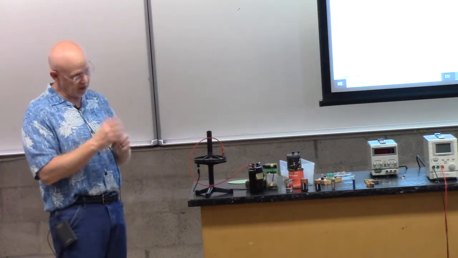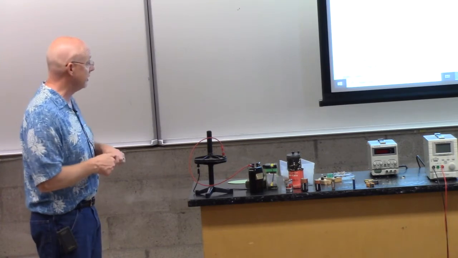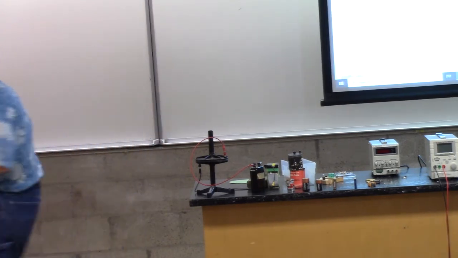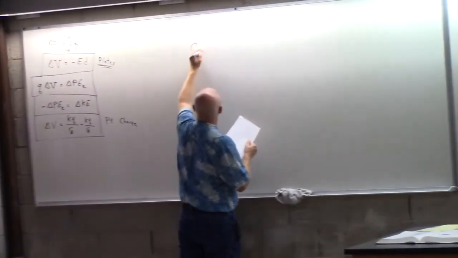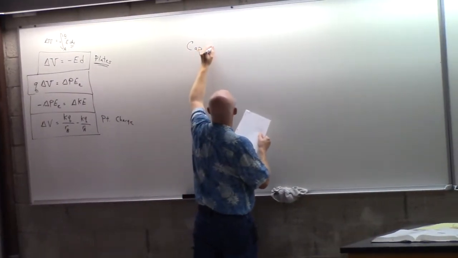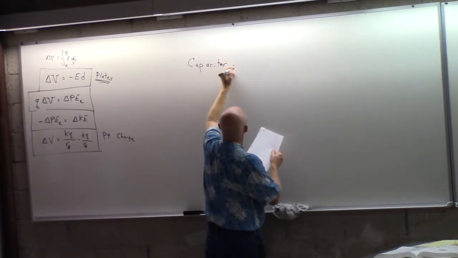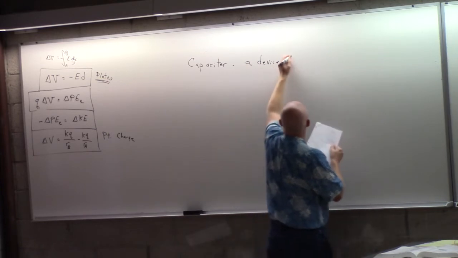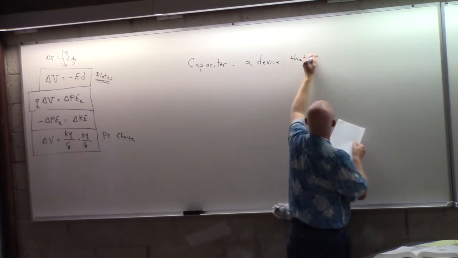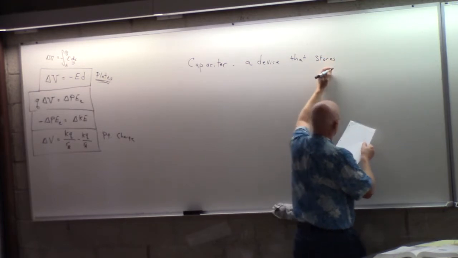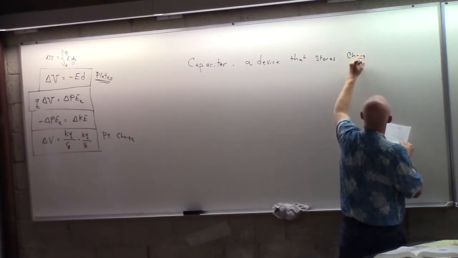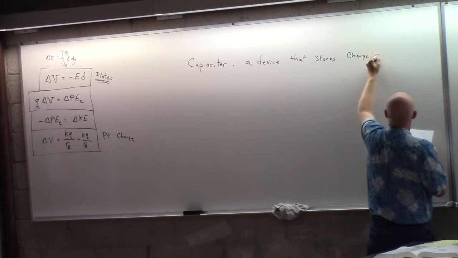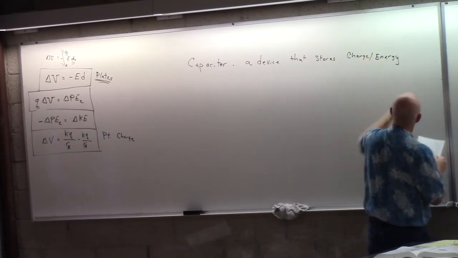But one of the simplest ones to talk about is what is called the capacitor. Your author has a picture of it here, and capacitors are used for many different reasons, but one of the simplest is that they're just an energy storing device. So I'll put here: capacitor. What is a capacitor? It's a device that stores, and I'll put two things, charge, but of course that also means it has energy.